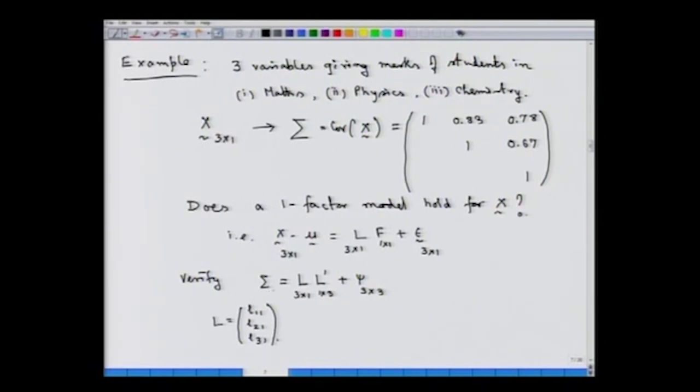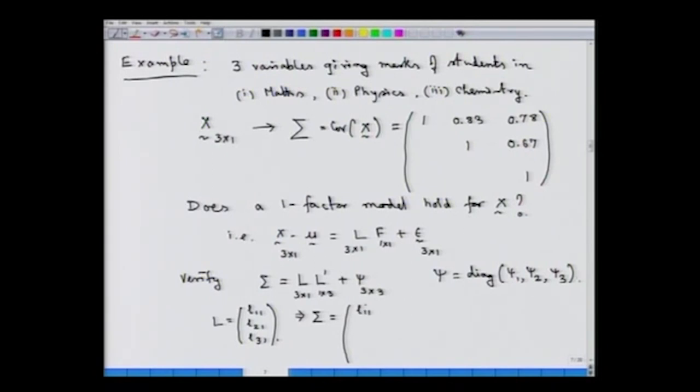So, this relationship that sigma equals L L dash plus psi would imply that this sigma matrix, which is what we have, a 3 by 3 matrix. On the right hand side, we are going to multiply L by L dash and then add psi, which is a diagonal matrix with entries psi 1, psi 2 and psi 3.